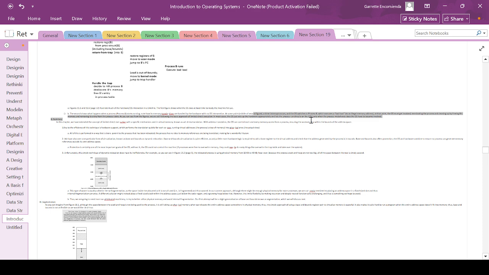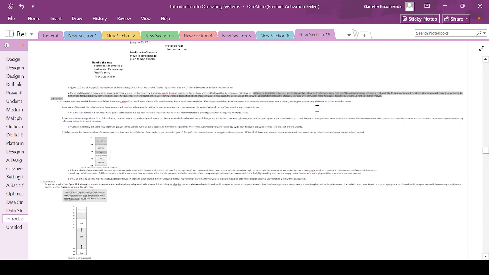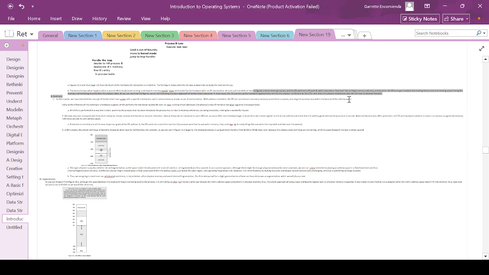So at some point, in the middle of the second figure, a timer interrupt occurs and the OS switches to process B, which executes a bad load to an illegal memory address. At that point, the OS must get involved, terminating the process and cleaning up by freeing B's memory and removing its entry from the process table.